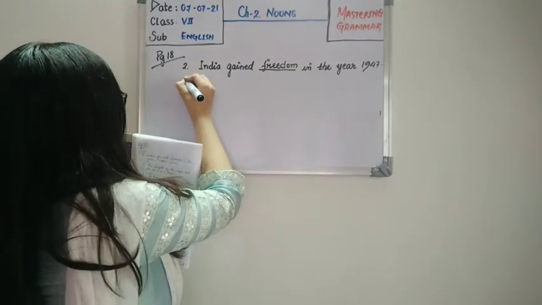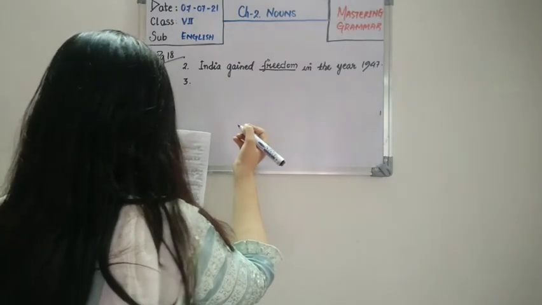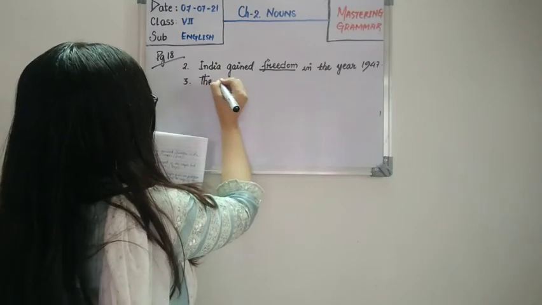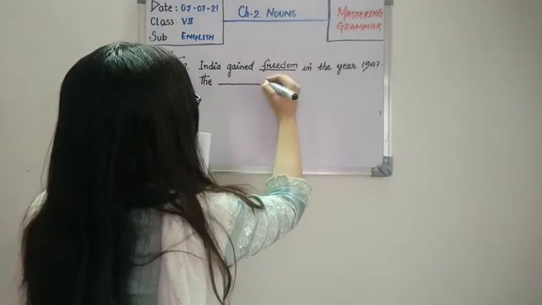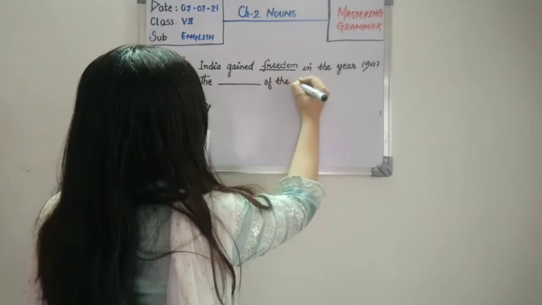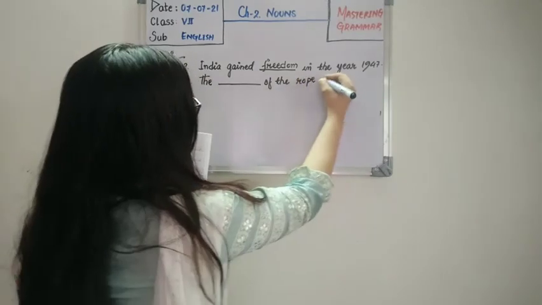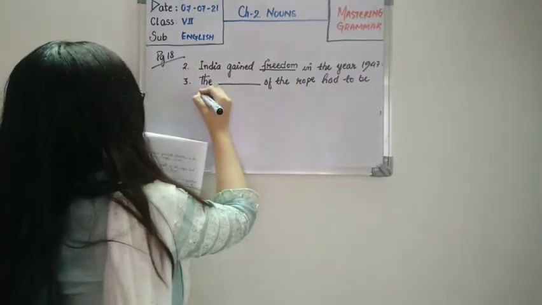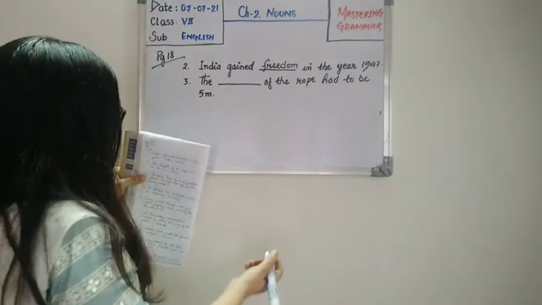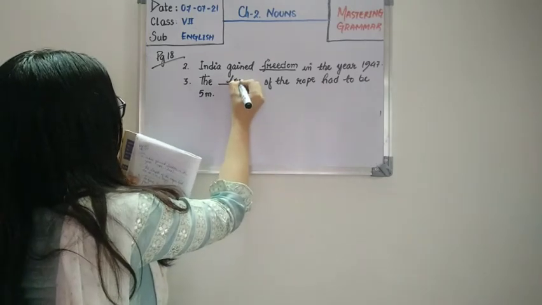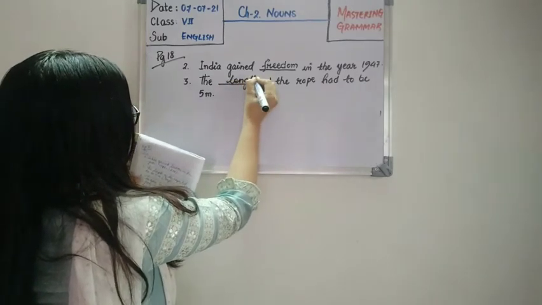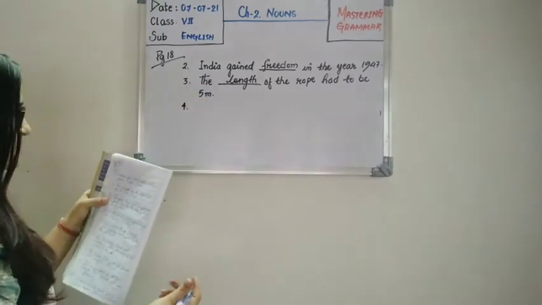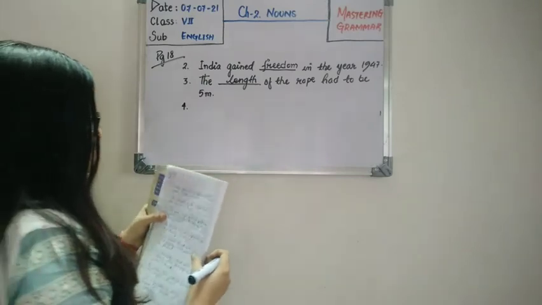Now number 3. The length of the rope had to be dash 5 meter. So we have to use long. I told you the answer already actually. We have to use the noun form of long, which I told you already in this lesson, is length.